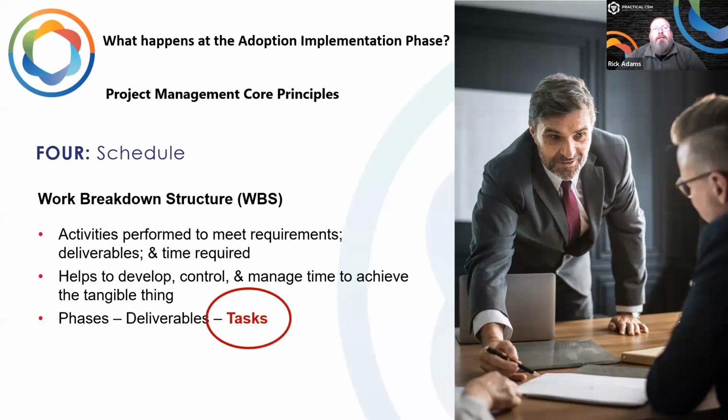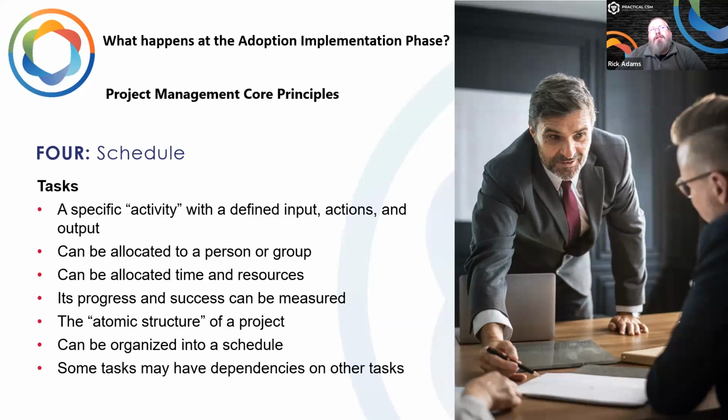Okay, so we can take a look at what we mean by a task. A task is a specific activity with, as I said, a defined input, action, and output. We can allocate it to a person or a group of people to say, please perform this task, like please train this group of users. And it can be allocated the right time and resources. Here's a room to do it in. Here's the PowerPoint presentation. Here's the workbook, and here's the list of users you need to train. We can measure it. We can have a training evaluation form at the end, for example. And it is the atomic structure of a project. It is here's a discrete unit of thing to be done, a task. Okay, so that's what it is.